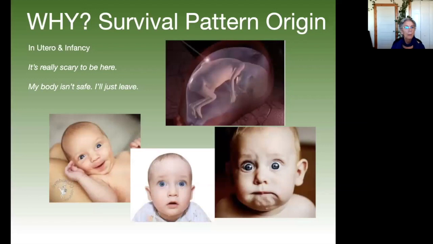So why did it happen? So in utero and in infancy, something really scary happened. Maybe it was an unwanted pregnancy, but somehow they learned that it isn't safe to be here, to be in my body. And you can see in all of these little babies, their eyes have that fearful look, that scared look in the eyes. And again, the only way to feel safe is to come out of this body. So if my body isn't safe, I'll just energetically leave. Let's go to the next slide.